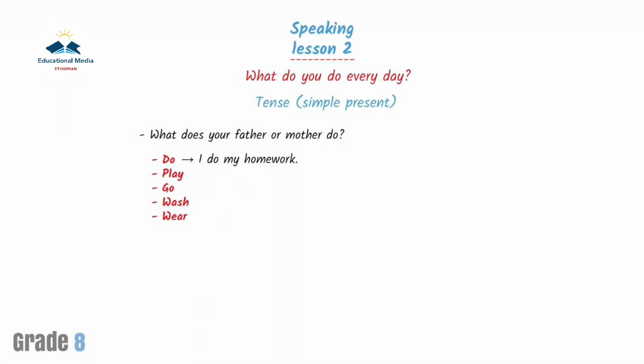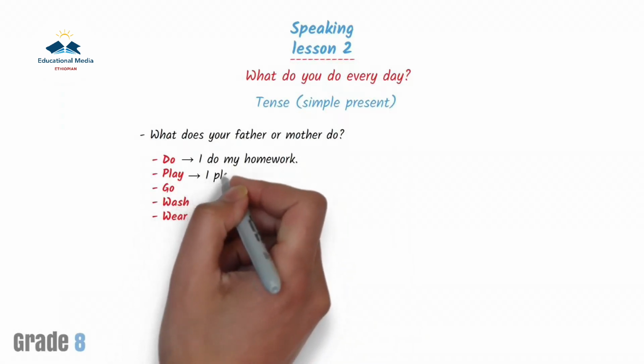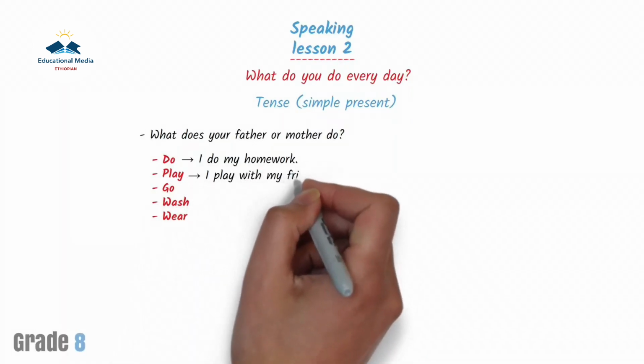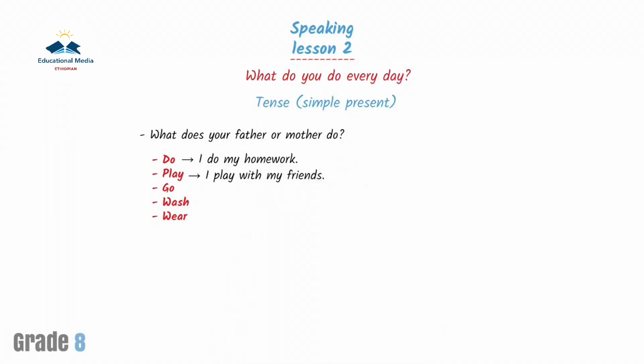I do my homework. That's your day-to-day activity. Without doing your homework, your teacher can't confirm your exercise book. Unless you are doing your homework, you can't understand what the teacher is teaching you in the classroom. Therefore, these are very important verbs. I play, definitely. Playing is very important. I play with my friends.